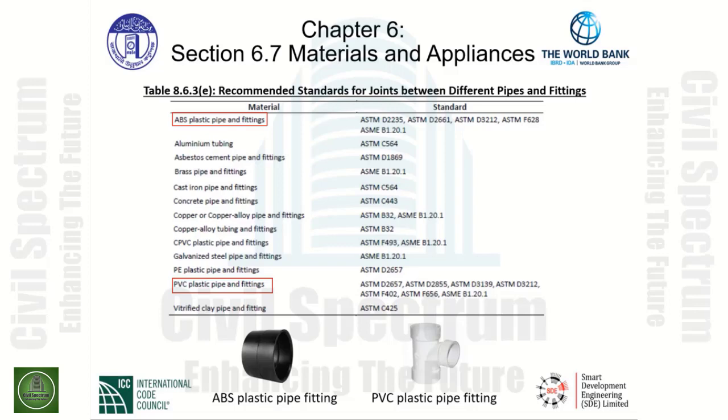Again, we have an example of an ABS type of material. In this case, it's a plastic pipe fitting called a coupling. We also have PVC plastic pipe fittings and the associated standards. As indicated below, we have what's called a sanitary T, and that is PVC plastic pipe material. So again, the designer can reference this particular table and specify pipe fittings and the associated standards for those particular fittings.